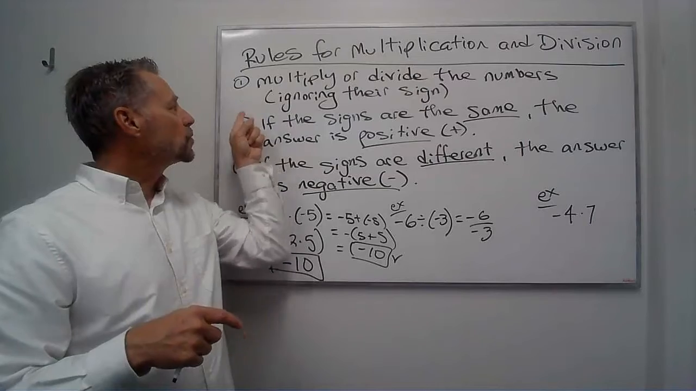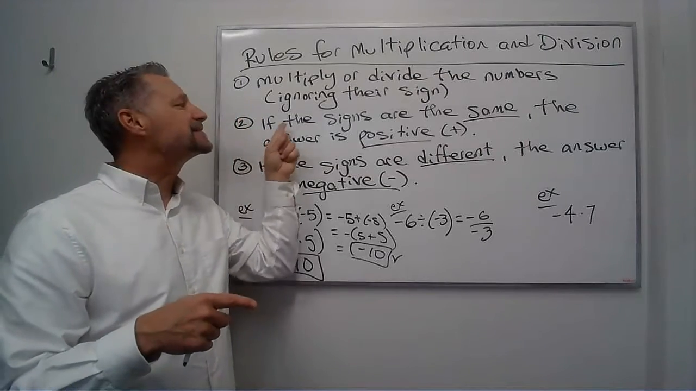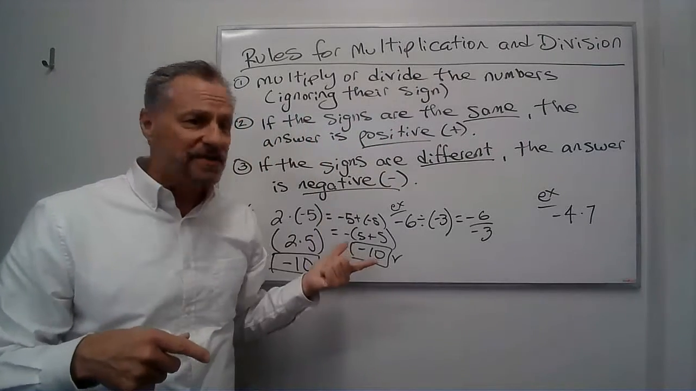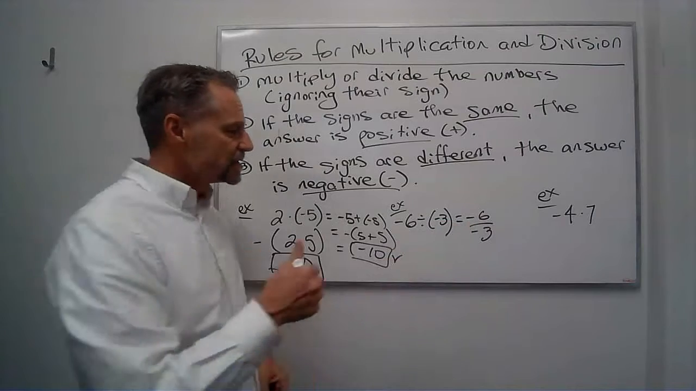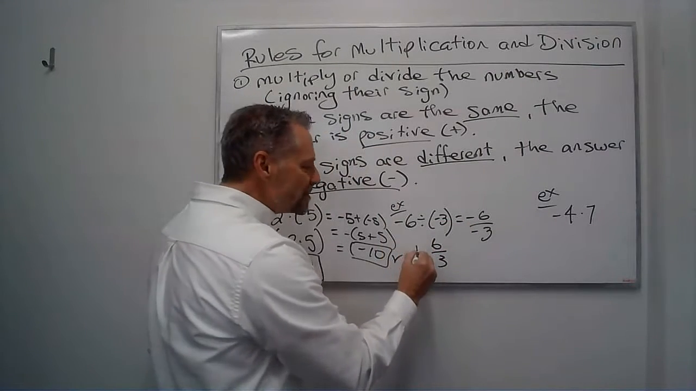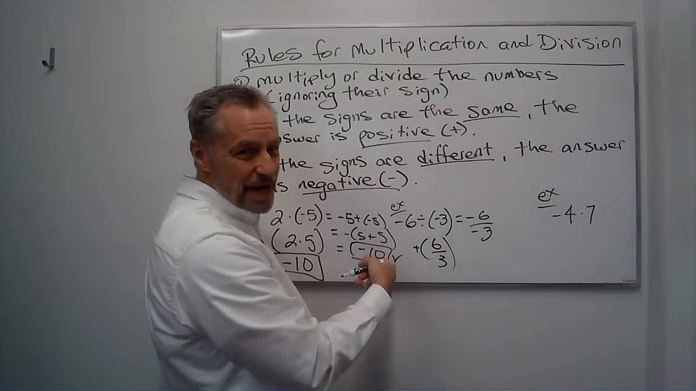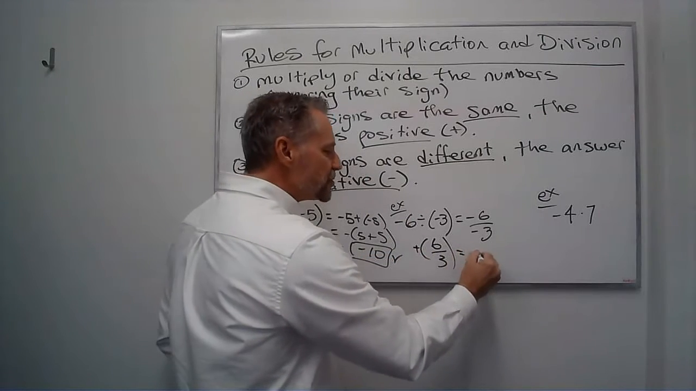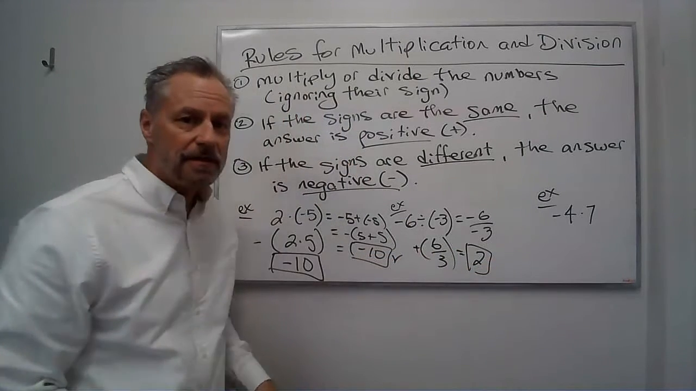Okay, so we're going back up to rule 2 that says if the signs are the same, the answer is positive. So I'm going to ignore the signs. I'm going to do the 6 divided by 3. The answer is going to be positive. I don't need to write the positive, but 6 divided by 3 is 2, and that's my answer.